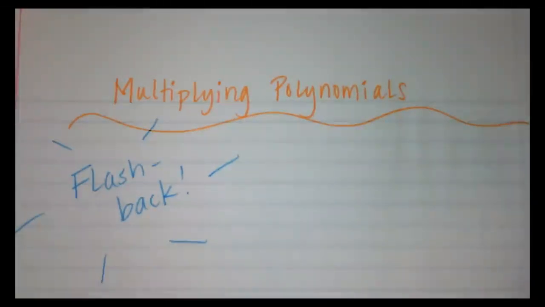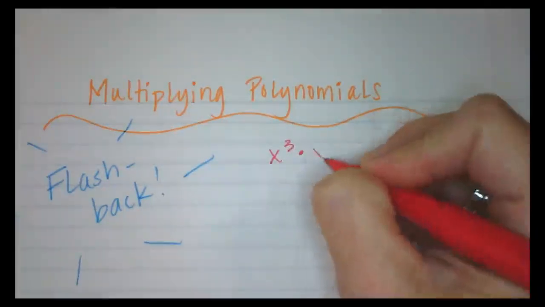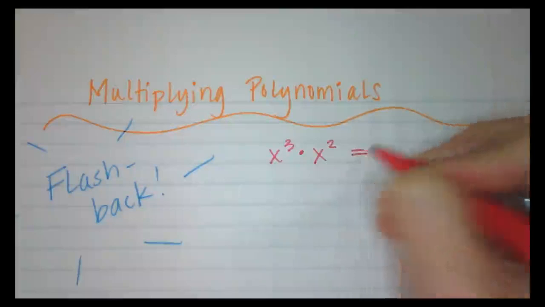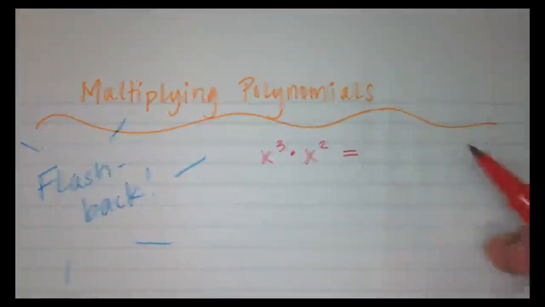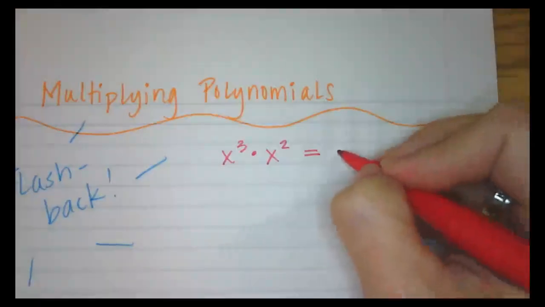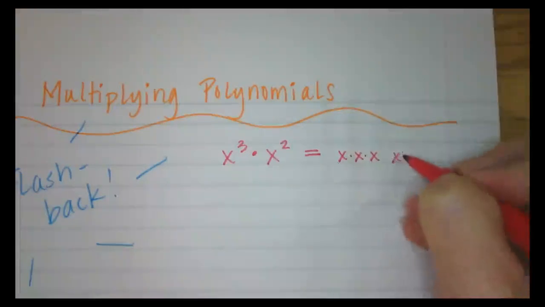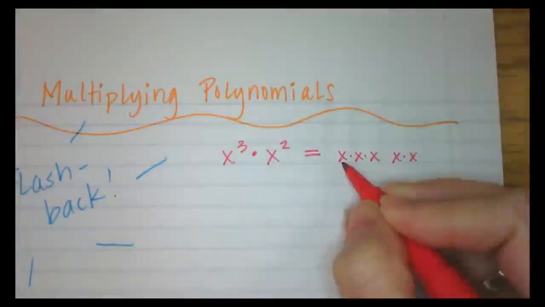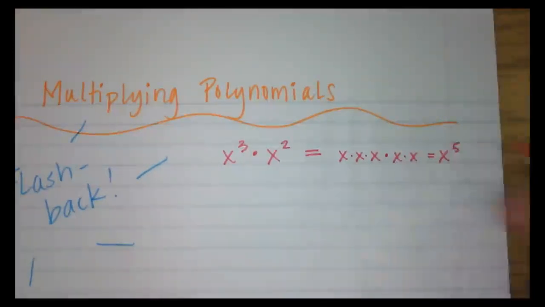If we are multiplying x to the third times x squared, whenever we multiply variables together, the rule is that we add the exponents. The reason is that x to the third means x times x times x, and x squared means x times x. Multiplying those, we end up with x to the fifth. So when we multiply with variables, we add the exponents together.